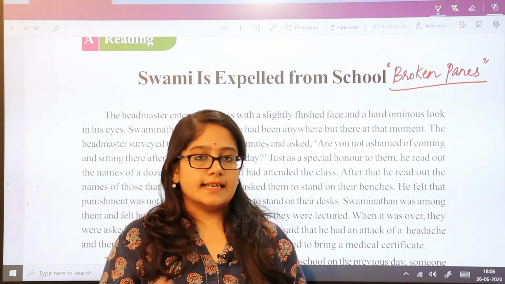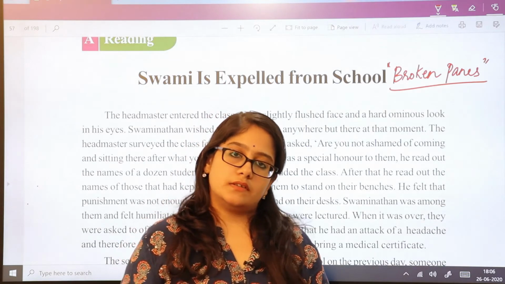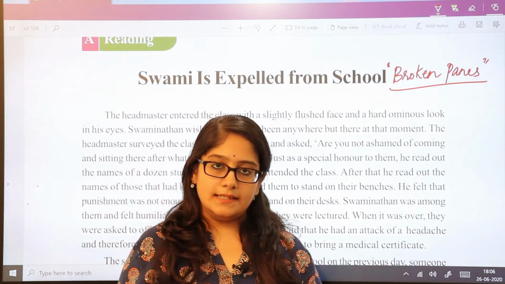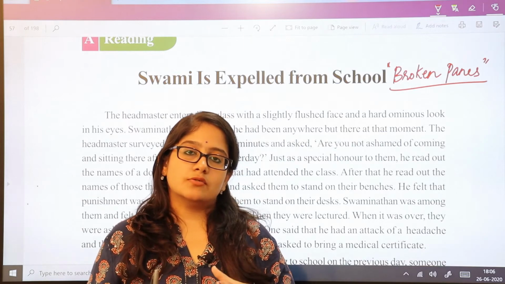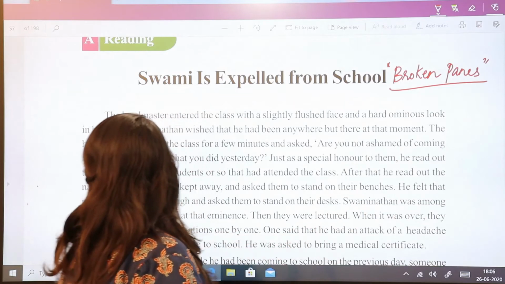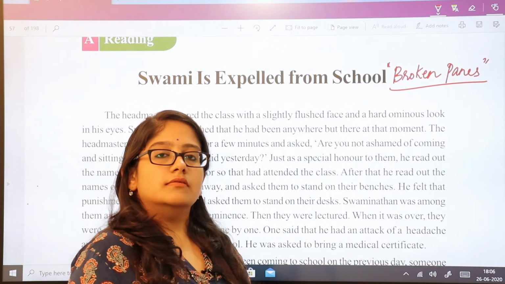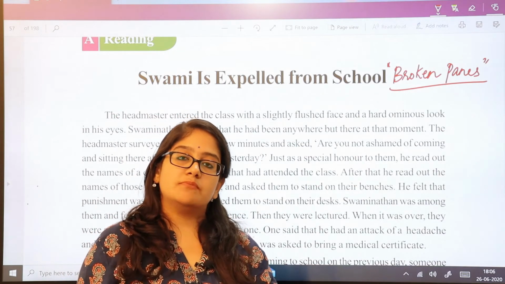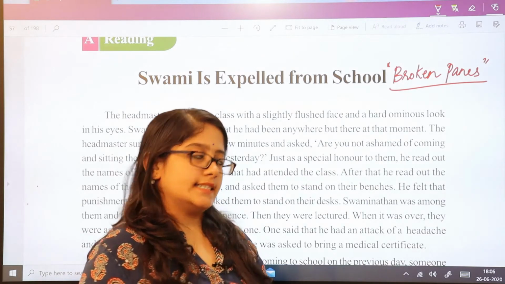And then in the next moment, he calls out the names of the students who were absent. And what does he do after that? He asks the absentees to stand on the benches as a part of punishment. He asks the students who were absent to stand on their benches. He felt that punishment was not enough and asked them to stand on their desks. So after a while, the headmaster realizes that making them stand on the bench is not enough. So he makes them stand on the desk instead.